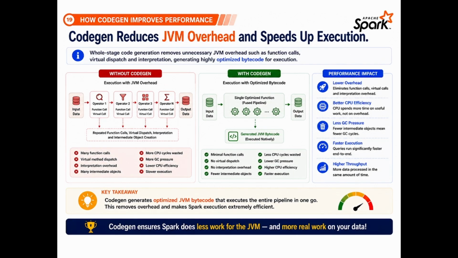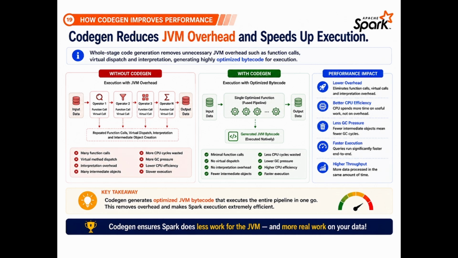Let's be concrete about why Codegen matters at scale. A single filter, projection, or aggregation carries tiny overhead individually. But Spark processes millions, sometimes billions, of records. At that scale, small overhead compounds into a serious performance bottleneck.